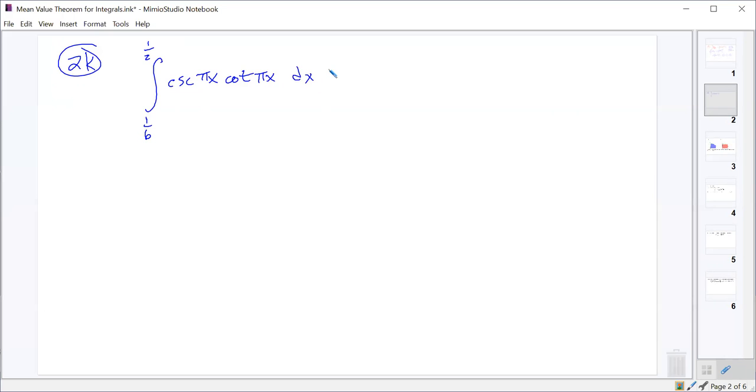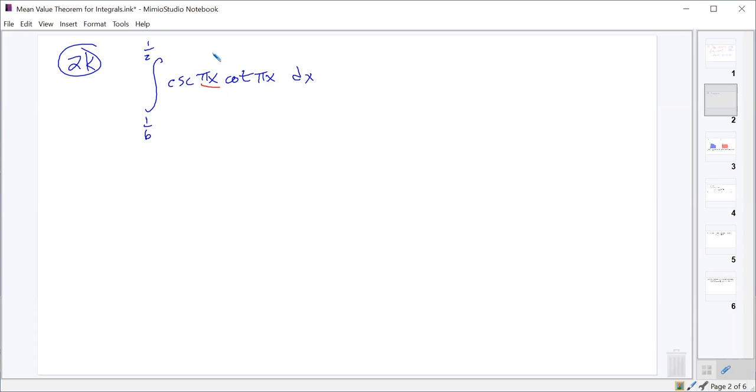All right. So on our rule sheet, we have an integral for cosecant u cotangent u, right? The integral of cosecant cotangent is negative cosecant. Everybody agree with that? Yes. Hopefully that's what you should have memorized already. And so if this was just cosecant x, cotangent x, then that'd be negative cosecant x.